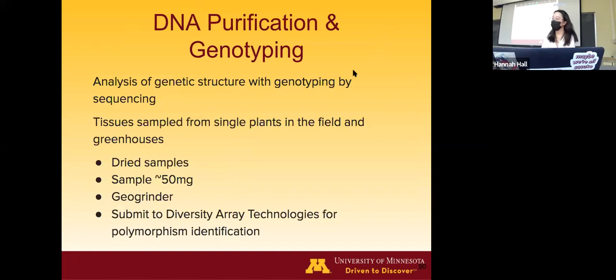So our analysis will be done for genetic structure with genotyping by sequencing. The tissue sampled are from single plants out in the field and in the greenhouses, once they've gotten to a large enough size where we can take a large enough sample that we could possibly do more than one run with. All the samples are dried, and we hope to have about 50 milligrams for each sample. And then we put those dried samples through a geno grinder, and then we are able to submit our tissues to Diversity Arrays Technology for polymorphism identification.